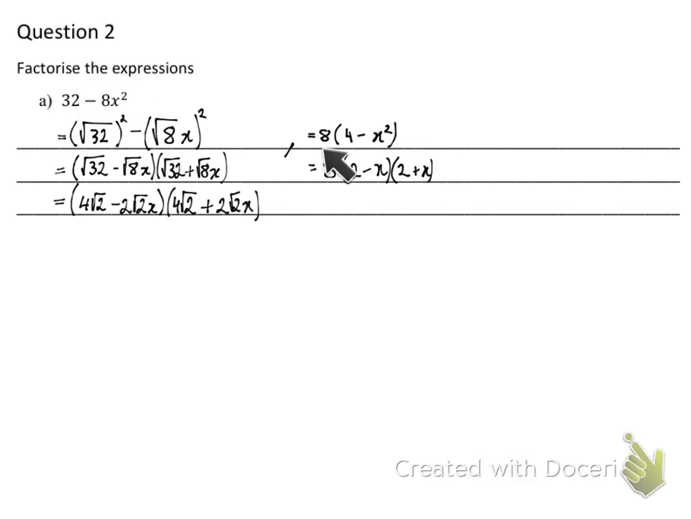Alternatively, we could recognize, hey, we've got a common factor in each term of 8. So we're going to take out a common factor of 8 first. And that leaves us with 4 minus x squared. And then we do difference of two squares: 2 minus x, 2 plus x in our brackets. Which one do you think looks better as a solution? It's definitely this one, working with whole numbers. So the important thing is look at factorizing the highest common factor first, and then do difference of two squares.